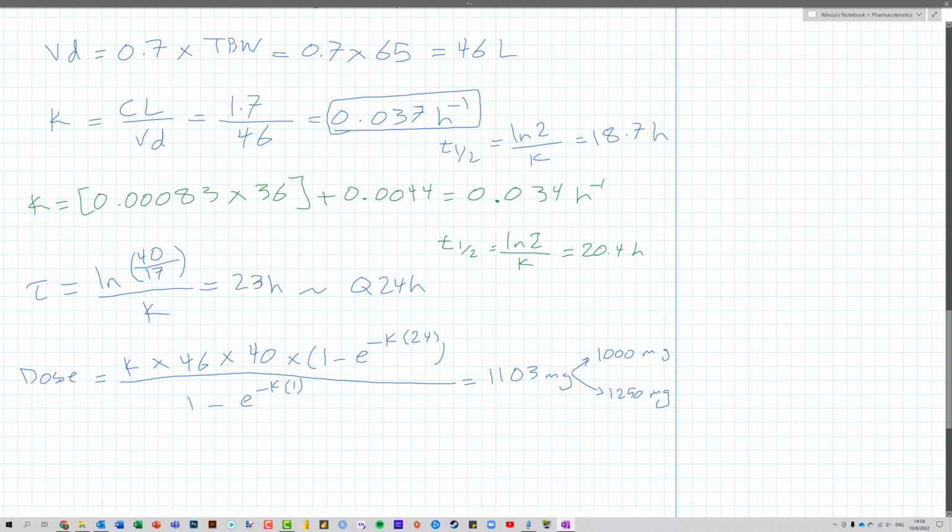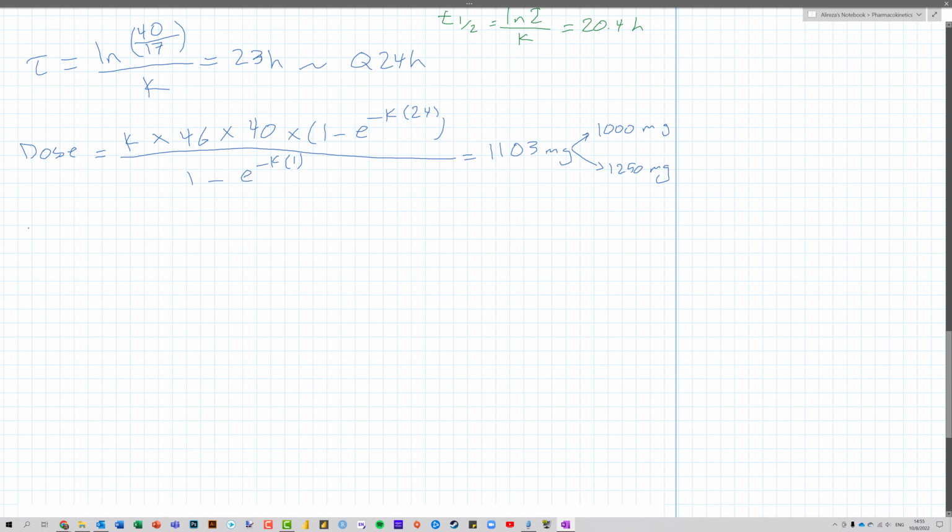Okay, so we're gonna test and see which one would be the correct or more likely to give us the results we want. Okay, so I'm going to test 1000 milligram every 24 hours. And this is nice because it's 1000 milligram. We infuse it over 1 hour, so it will make the math easier. So I'm going to start with this. And if it doesn't work out, then I can go and test 1250 milligram.